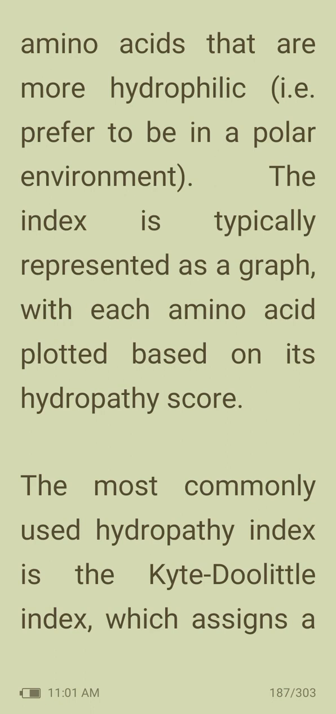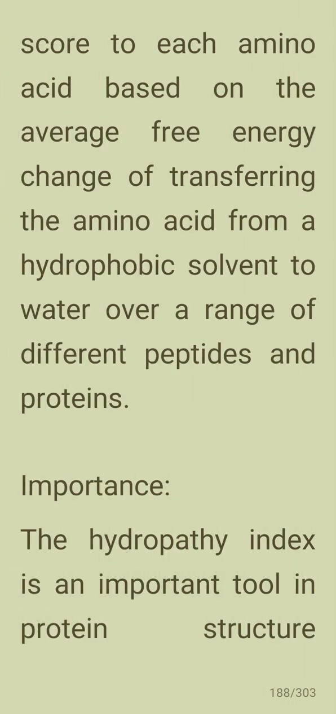The index is typically represented as a graph with each amino acid plotted based on its hydropathy score. The most commonly used hydropathy index is the Kyte-Doolittle index, which assigns a score to each amino acid based on the average free energy change of transferring the amino acid from a hydrophobic solvent to water over a range of different peptides and proteins.